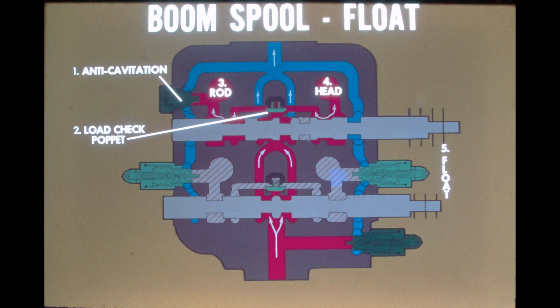The float position is desirable for cleanup work. In float, the bucket will follow the contour of the ground. If the boom should suddenly drop, the anti-cavitation valve will keep the rod end of the boom cylinders from cavitating. This anti-cavitation valve also protects the rod end of the cylinders when a load is lowered to the ground with the control lever in the float position.